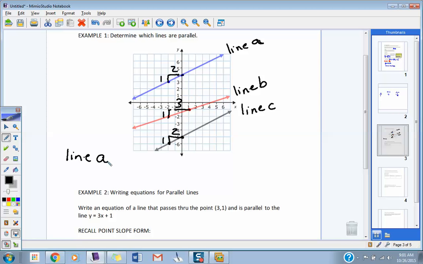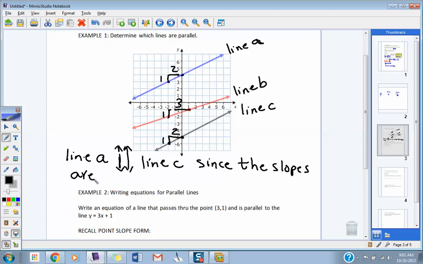So I'm going to say line A is, I use this symbol right here, parallel, like this, couple lines vertical. Line A is parallel to line C, since the slopes are what? Well, the same. Since the slopes are the same. Okay. Line A is parallel to line C since the slopes are the same. Okay, that was good. All right. Okay, so example two then wants to start on this idea.